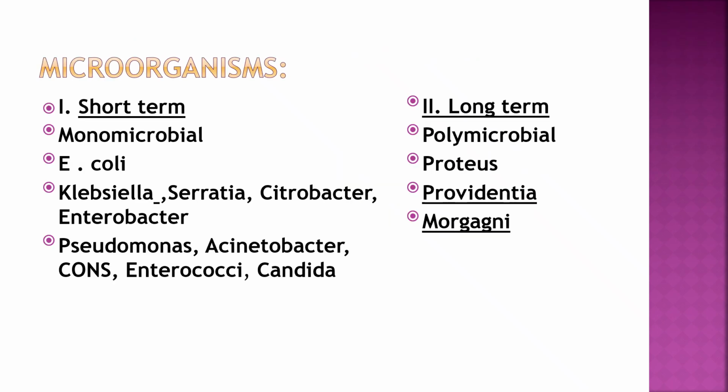Now we will see the causative agents, microbiological agents causing catheter associated urinary tract infection. If the catheter is placed short term, then it is monomicrobial, that is a single organism is involved, and it may be most prominently E. coli, and then other bacteria like Klebsiella, Serratia, Citrobacter, Enterobacter, Pseudomonas, Acinetobacter, CONS, that is coagulase negative staphylococcus, enterococci, Candida. Candida is a fungus. These are seen in short term catheterization. If long term catheterization, then it is polymicrobial, that is many organisms are present at one time, and they may be these short term organisms plus other organisms like Proteus, Providencia, Morganella.